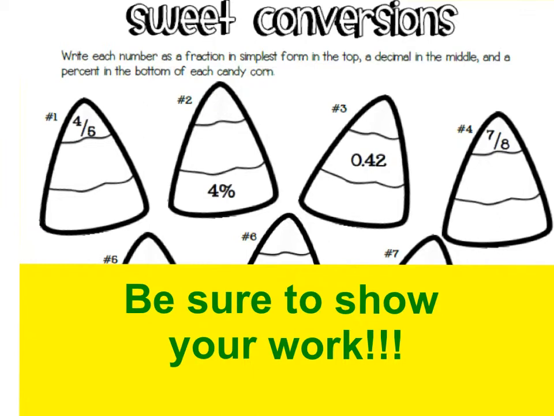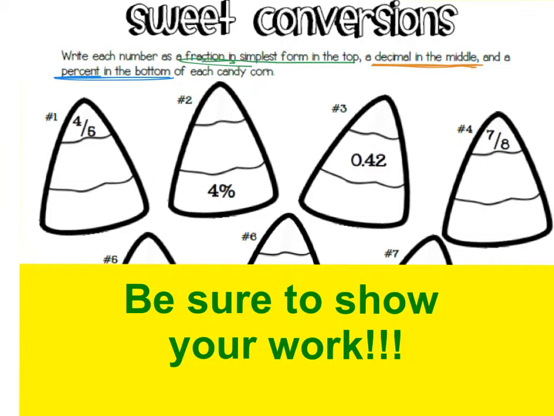In the top portion of every candy corn, they want you to write the fraction in simplest form. In the middle, they want you to write decimals. And in the bottom, they want you to write percents. So depending on where the number is inside the candy corn will decide what kind of conversions you do. And remember, we've been talking about how it doesn't matter if you go from fractions to percent to decimal, or if you'd rather go decimal to percent to fraction. It doesn't really matter. You just need to make the right conversions. So use your gold card to help you.